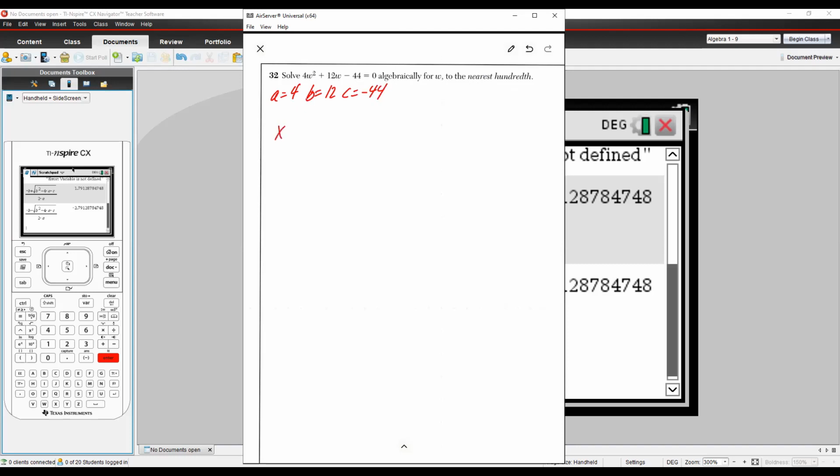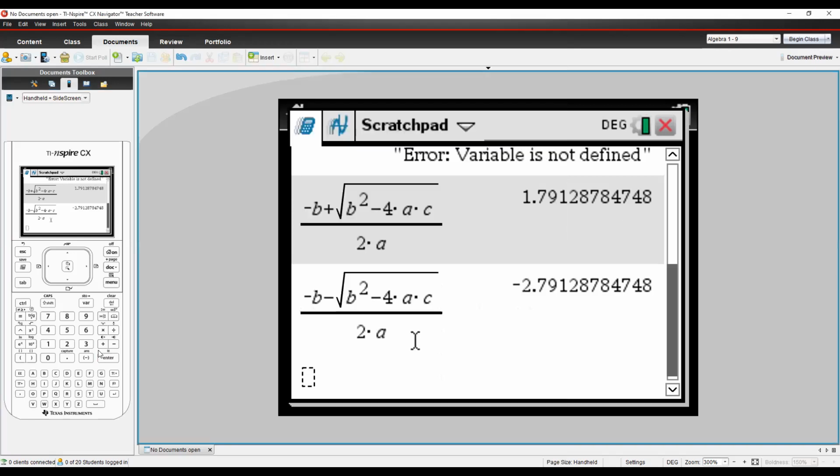And again, we need to go ahead and write this. So this is going to be a negative 12 plus or minus the square root of 12 squared minus 4 times a negative 44. So I'm just replacing those letters, and then this is 2 times 4. Now, again, we're not going to use this. We're going to actually use the calculator, so I'm going to do the same thing.